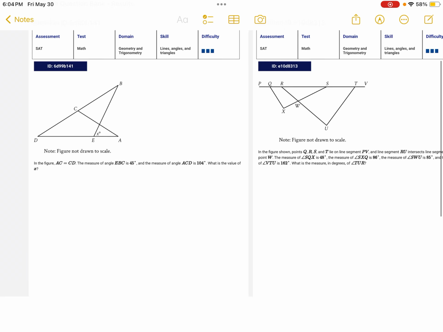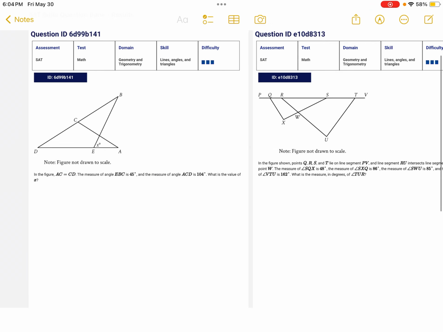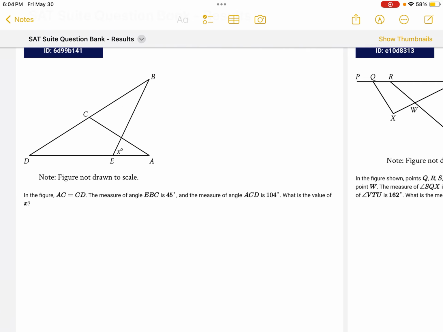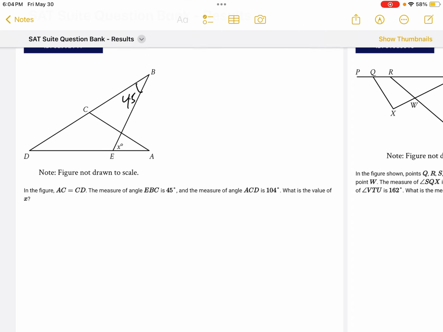And problem number 1 reads, in the figure, AC is equal to CD. The measure of angle EBC is 45 degrees, and the measure of angle ACD is 104 degrees. What's the value of X? Okay, first, we're going to label everything on the diagram. So they tell us angle EBC is 45 degrees, and they tell us angle ACD is 104 degrees. And they want us to find the value for X. AC equals CD.